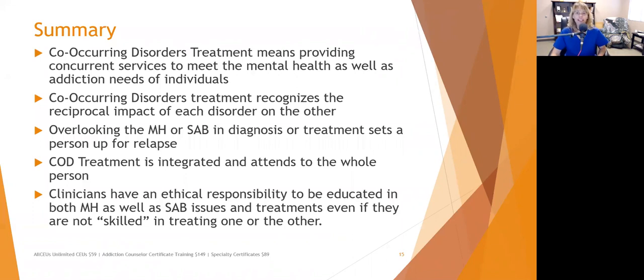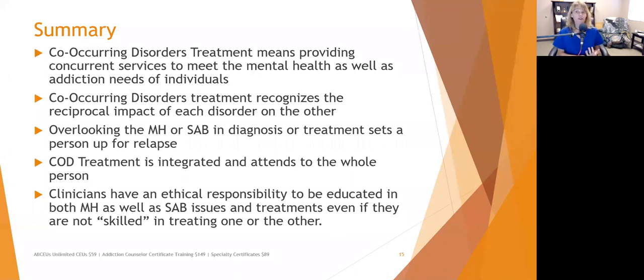Co-occurring disorders treatment recognizes the reciprocal impact of each disorder on the other. And again, true to TIP 42, that means mental health and substance abuse. But I'm hoping they come out with a new TIP pretty soon that also recognizes the impact of physical issues such as chronic pain on the other 2 issues. Because people, when they're in chronic pain, often get frustrated and depressed. They can get anxious, feeling they'll never get any better. They can get angry, lots of other stuff. And they can self-medicate the pain and or the mood issues with substances. So, I do see the 3 of those things co-occurring a lot.